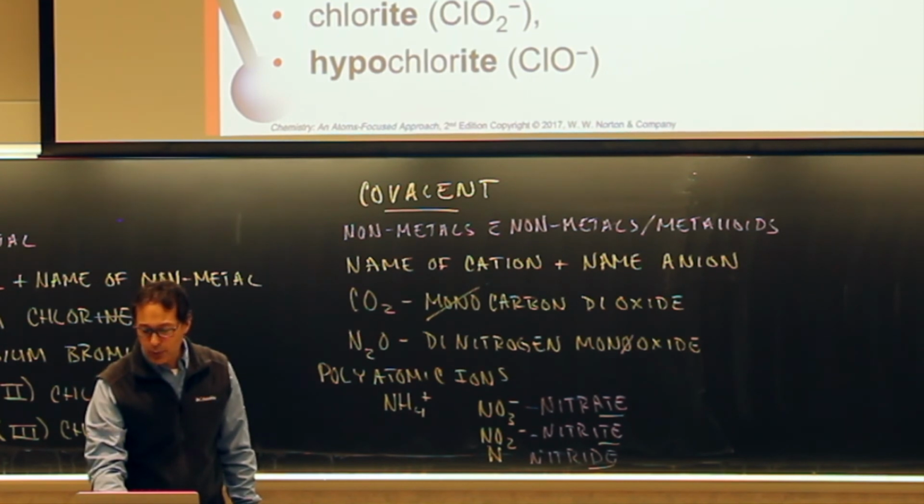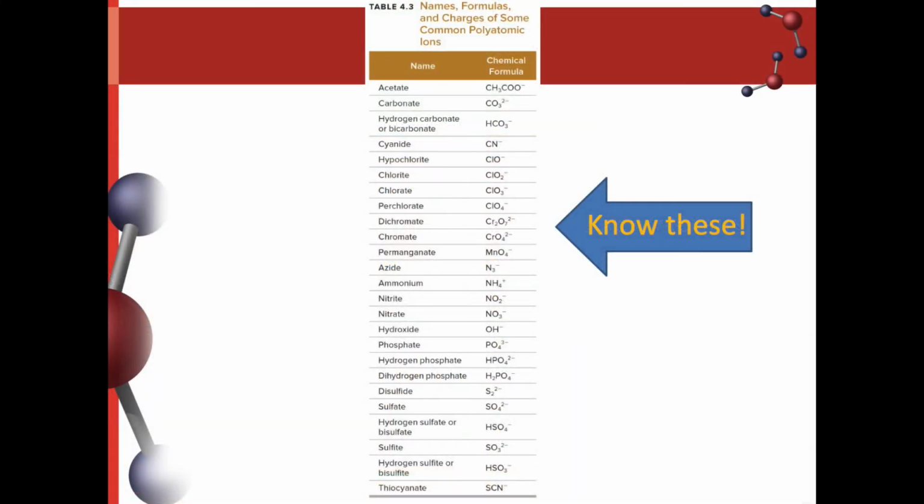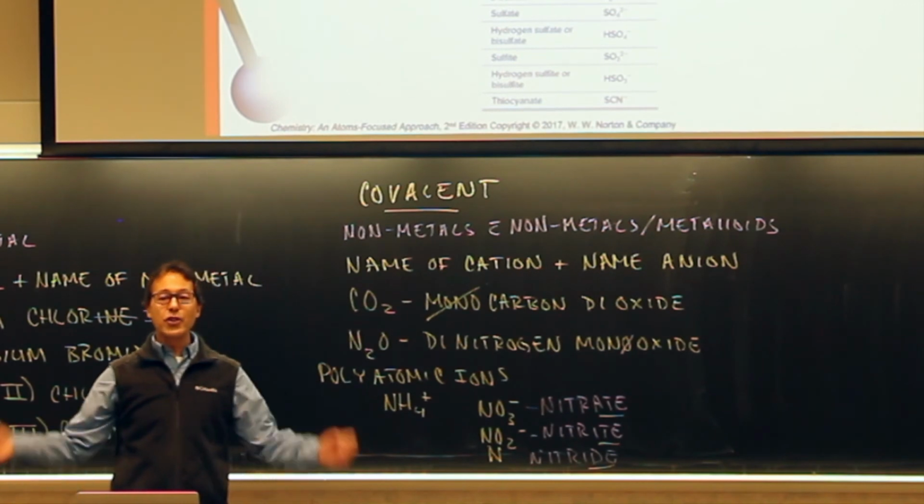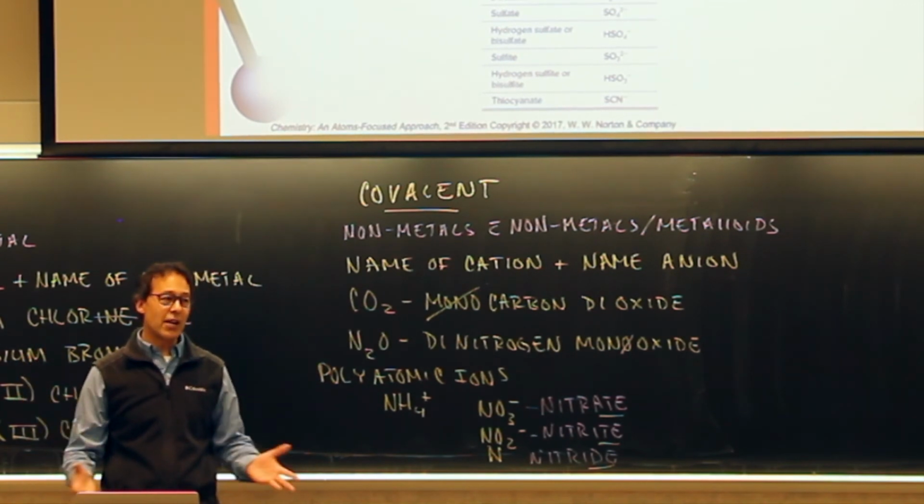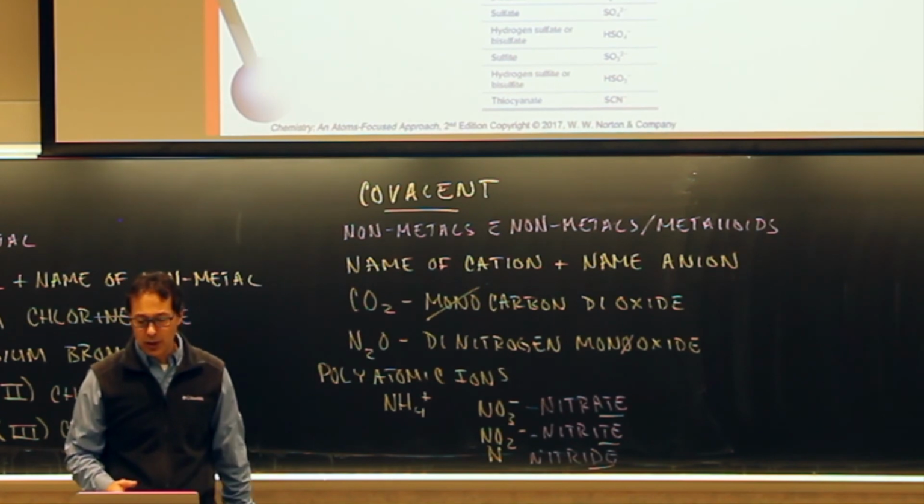Now in your textbook, there is a table of polyatomic ions, and it looks like this. You should get to know these. Make some flashcards if you need to. These are the common ones. There's a lot more than this, but these are the common ones that you should get to know.